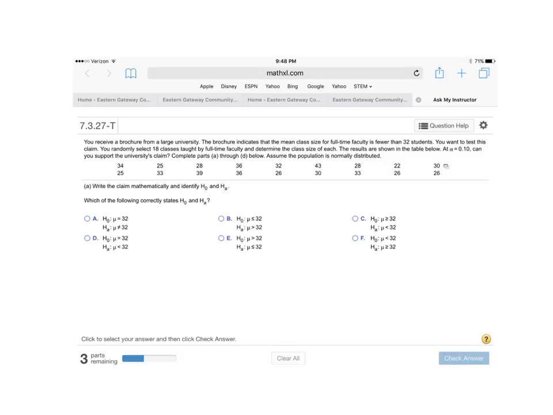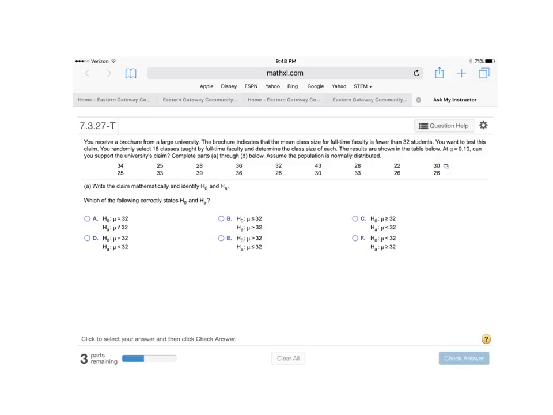So this is exercise 7.3.27, where you're told that you receive a brochure from a large university. The brochure indicates that the mean class size for full-time faculty is fewer than 32 students. You want to test this claim. You randomly select 18 classes taught by full-time faculty and determine the class size of each. The results are shown in the table below.